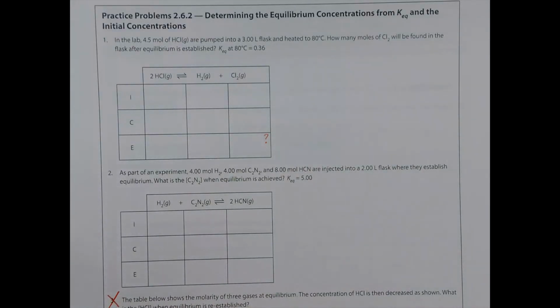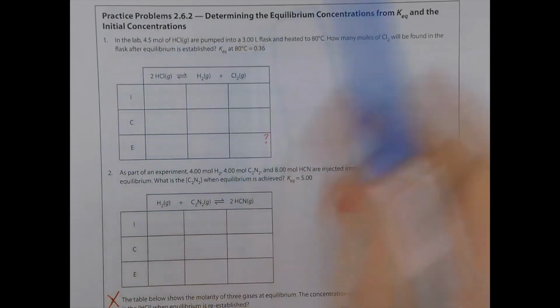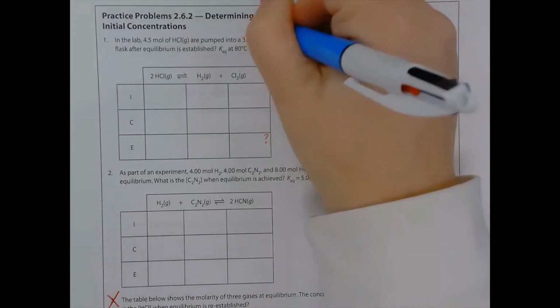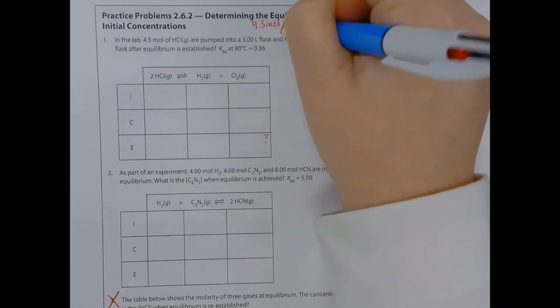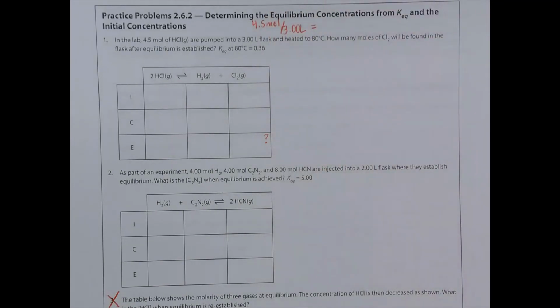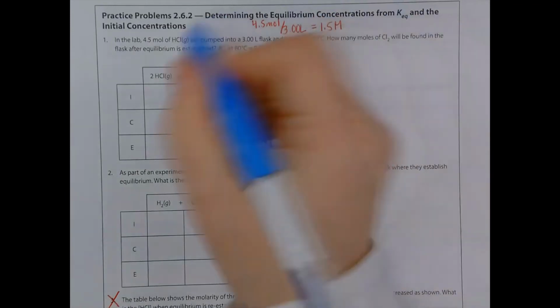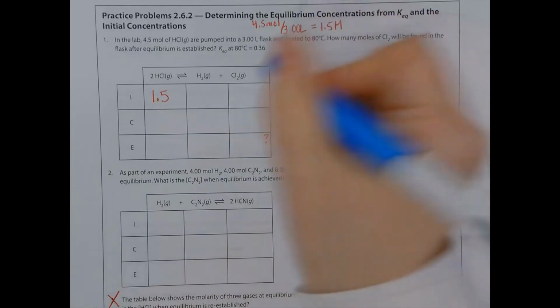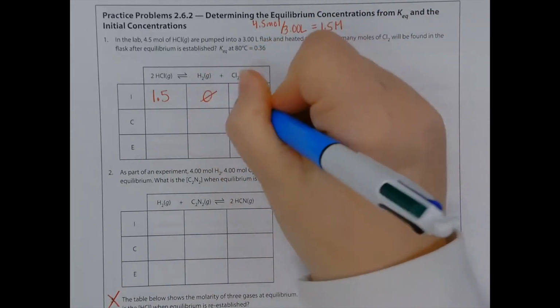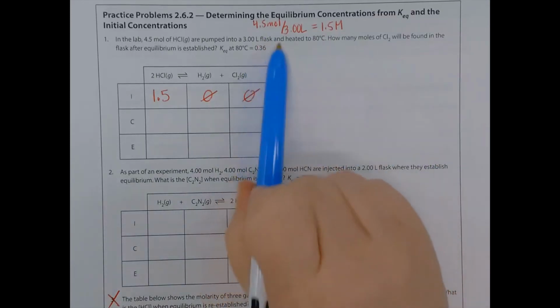All right, so let's take the information we have and place it in our table. So we have 4.5 moles of HCl in a 3-liter flask. So we do want that molarity, 4.5 moles over 3 liters. So 4.5 divided by 3 is going to give us 1.5 molar HCl. So we're going to start with 1.5 molar HCl. That's the only thing placed in our flask to start with, so we're going to put zeros for our other 2 chemicals. Now, we don't have any other information, but we do have our equilibrium constant.